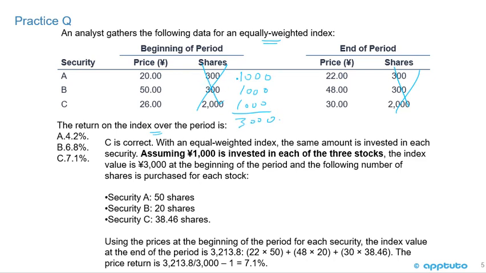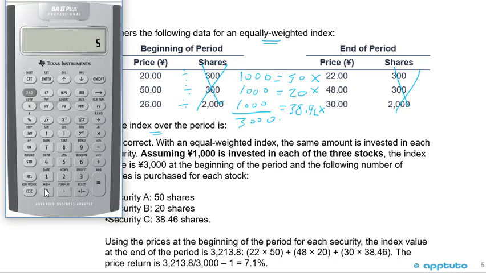Then, as we said, we start from our right and work our way back to the left. 1,000 divided by 20 is going to give us 50 shares of A. 1,000 divided by 50, so at least it's fairly round numbers, is going to give us 20 shares of B. And 1,000 divided by 26 is going to give us, with a little bit of rounding, 38.46. So that's step number one. And then step number two, we're going to multiply that number of shares by the ending price. So 50 times 22, let's just bring up the calculator. Just one second here.